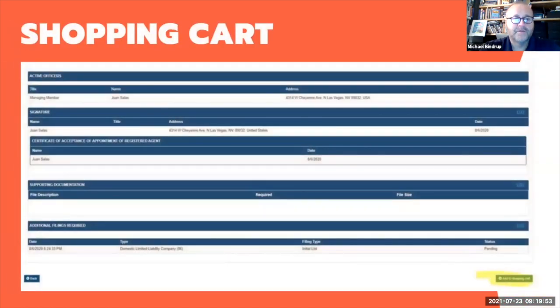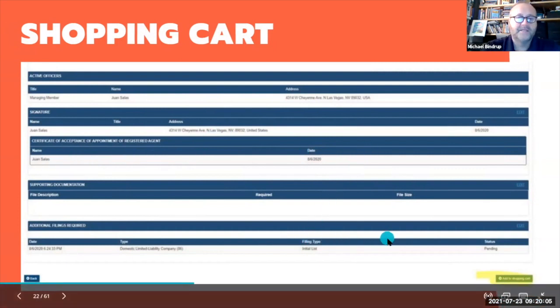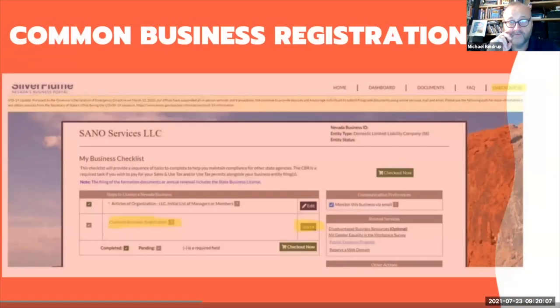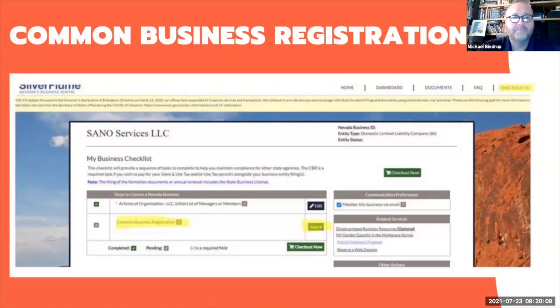So if we look at our shopping cart here, we've got our active member is Mr. Juan Salas. He's our managing member. We've got our address in here. He's accepted that. There we go. The initial list filing is pending until we pay for it. Now we're going to go on to common business registration.